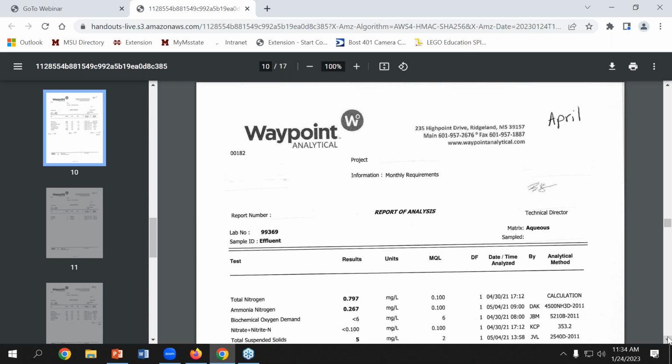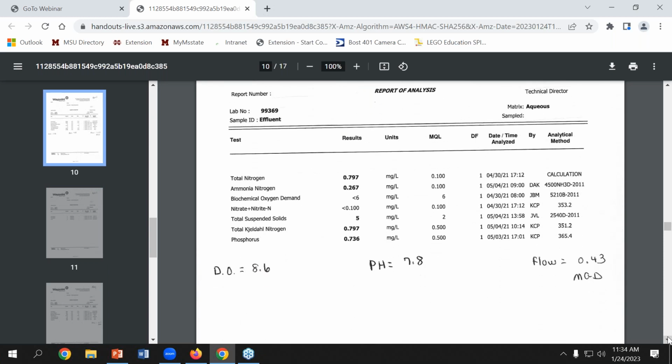If you notice on the BOD and also on the E. coli, you see that less than sign. Typically what that means is that the result was lower than what they're capable of reporting. In this case, effluent BOD of 6 will be entered on our report. However, the actual number could be less than that. The lab was not capable of reporting a number less than that.